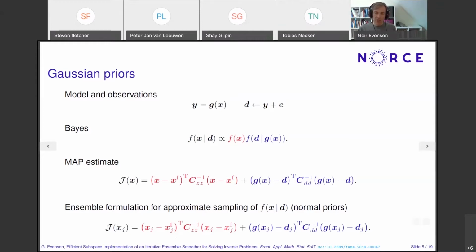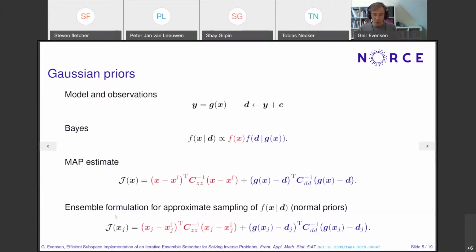this xj^f, a sample of the prior with a certain covariance, and here we have similar sample measurements with this covariance. These problems are not completely independent of each other, so you can solve for each j again and again and generate as many samples as you like. We can also show that if the model is linear, then this exactly samples the posterior. If the model is nonlinear, it's an approximate sampling.